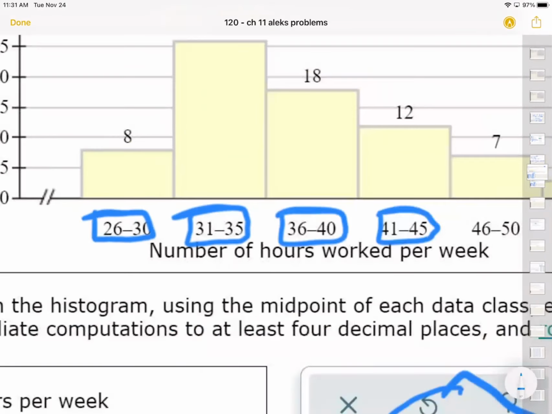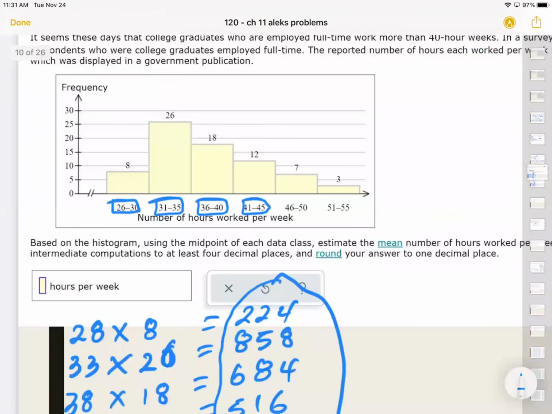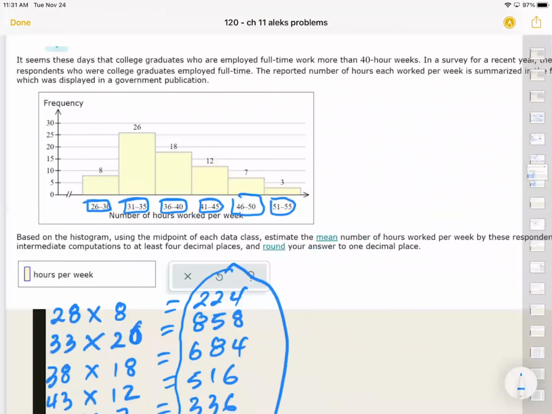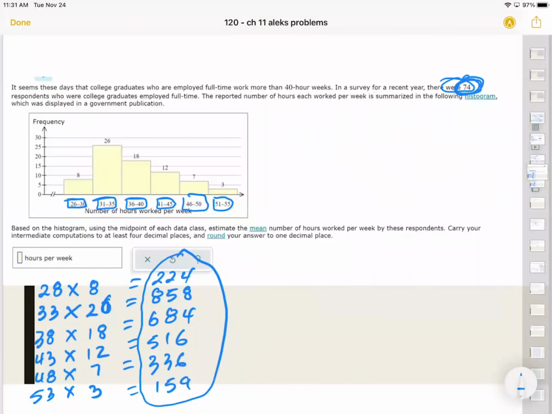Okay, so everybody see where the midpoint comes in. It is basically the number between those groups. And again, you add all these items up and divide by 74, and you should get the answer. It's a lot of number crunching, but I think after the midpoint, you should be able to finish the rest.